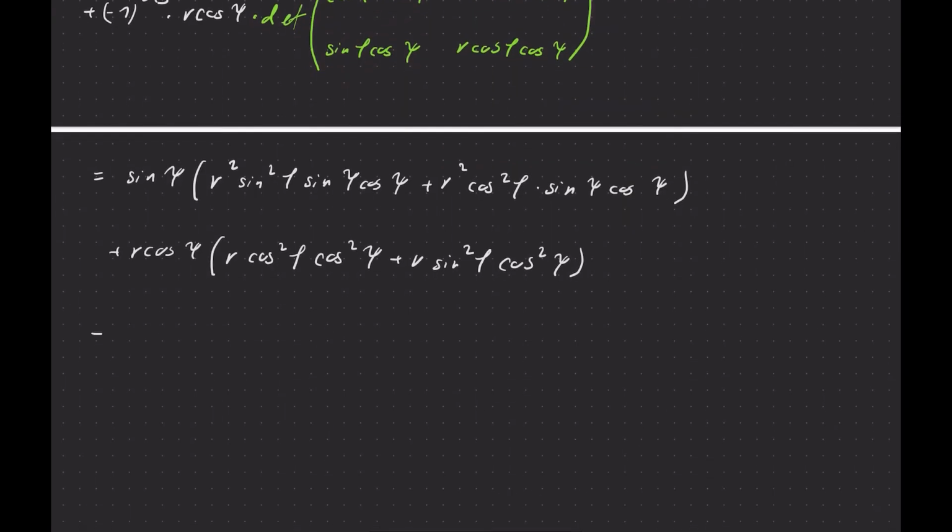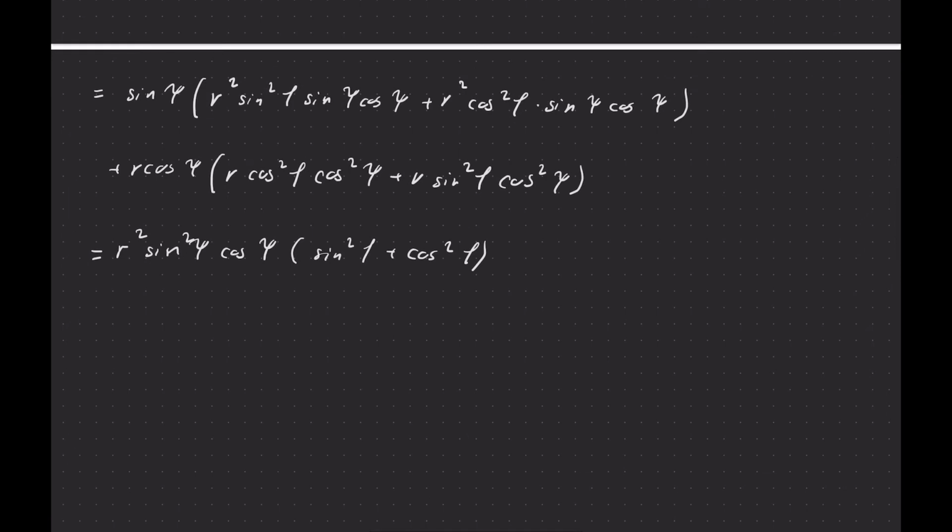Okay, so let's see what terms we can take out of these expressions here. In this first part here, we have an r squared and we have a sine psi cos psi in both terms. So let's take that out. So that's r squared sine psi cos psi. And then we're left with sine squared phi plus cos squared phi. That will be 1, as you know already.